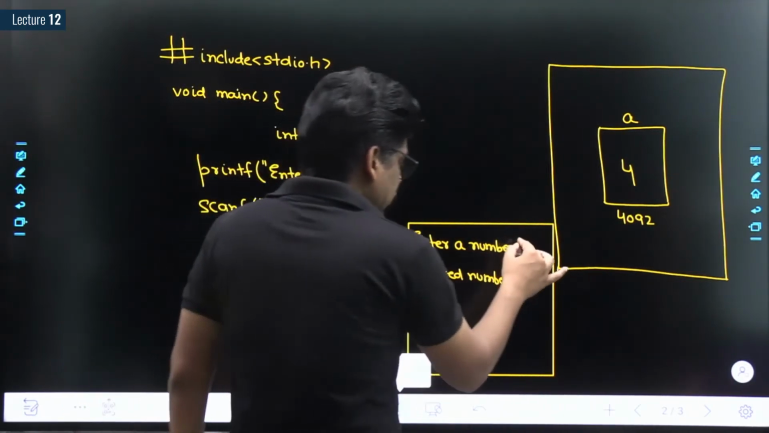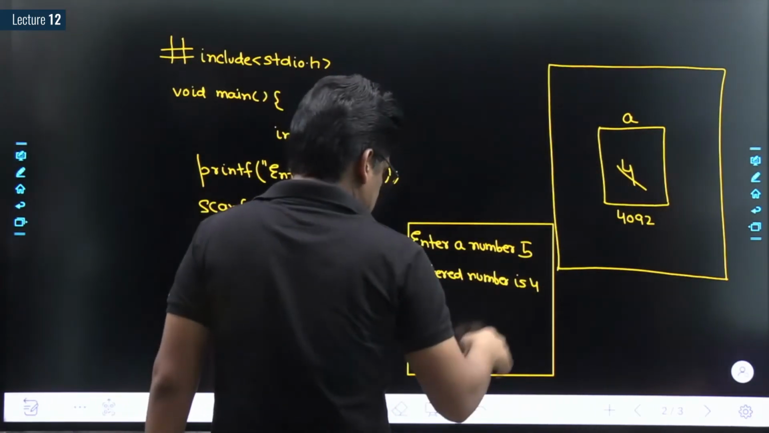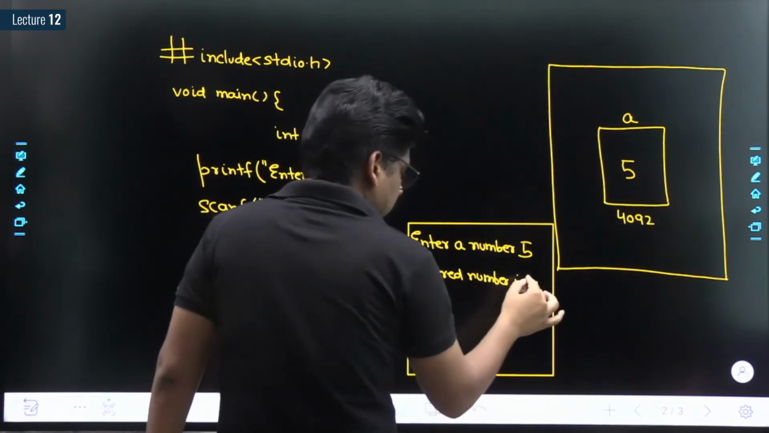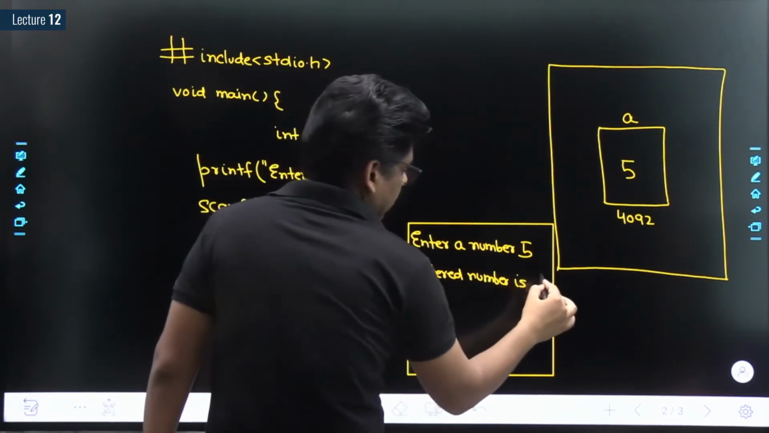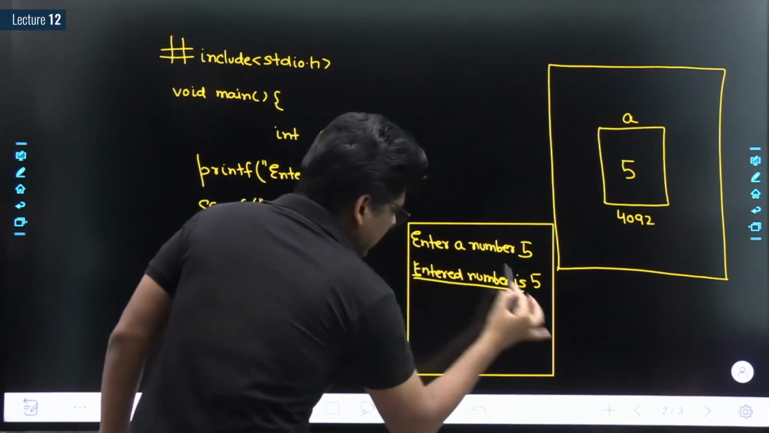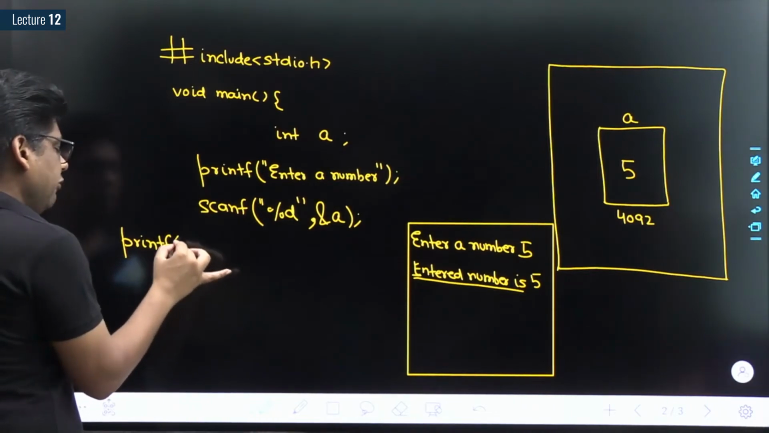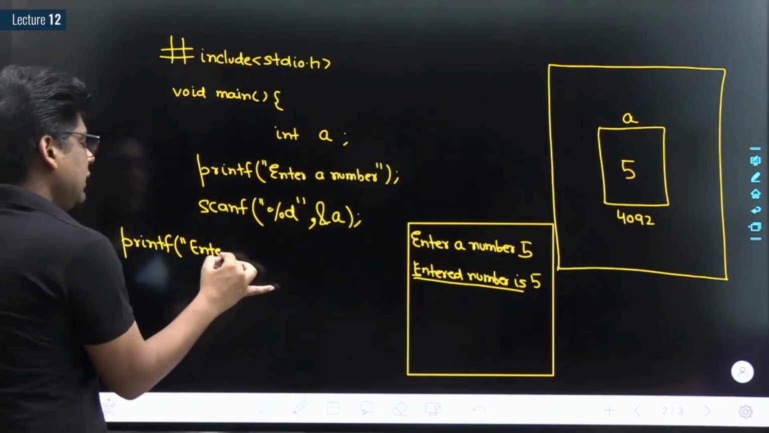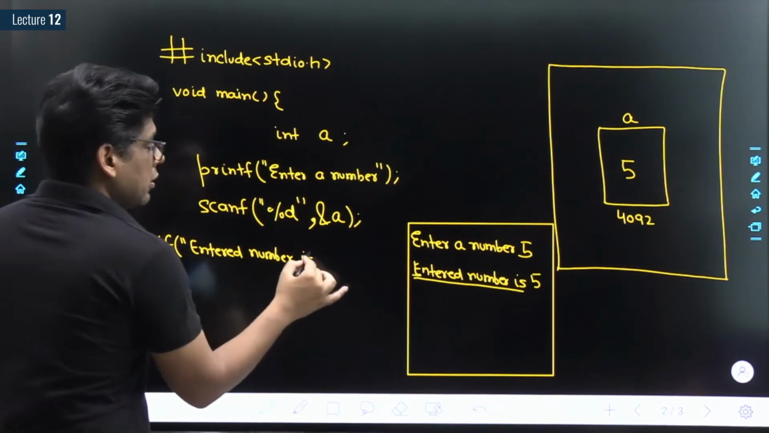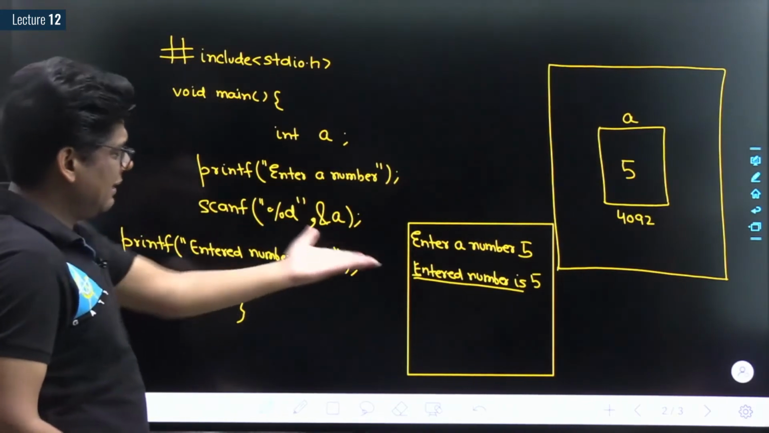If the user has pressed 5, then what will happen? 5 will be stored here and my program will print 5. In order to print this text, I can use printf as it is, like printf entered number is. So, can I write entered number is 5 like this? No, sir. Why not? The output is the same.